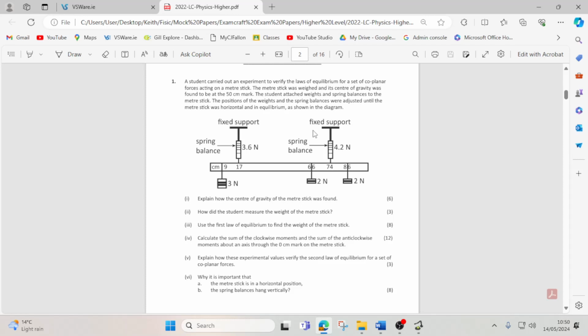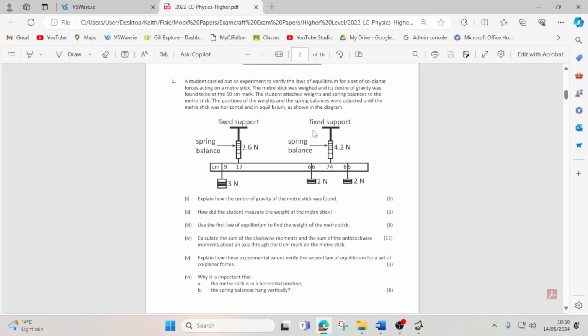The meter stick was weighed and the centre of gravity was found to be at the 50 centimetre mark. So the ruler's weight acts at the 50 centimetre mark.